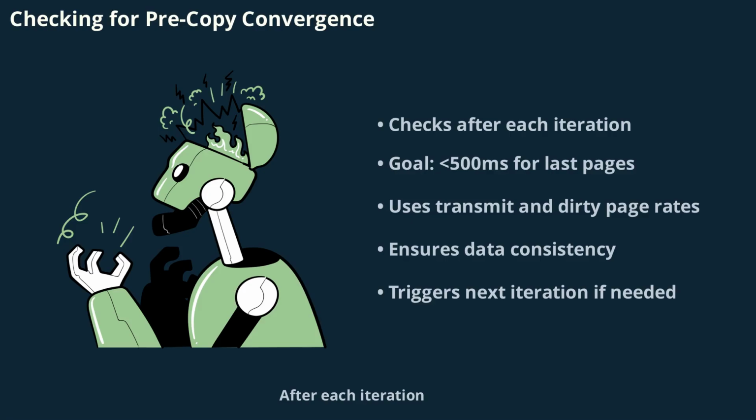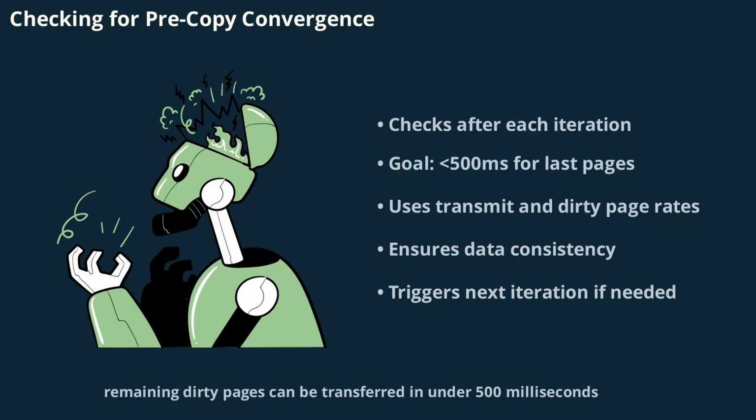After each iteration, the system checks whether all memory changes, dirty pages, have been copied to the destination host. The goal is to reach a point where the remaining dirty pages can be transferred in under 500 milliseconds. This check uses metrics like the migration transmit rate, dirty page rate, and the number of pages left to copy. If the criteria aren't met, another iteration begins. This careful monitoring ensures that the migration can complete quickly and without data loss, keeping the virtual machine's state fully synchronized.